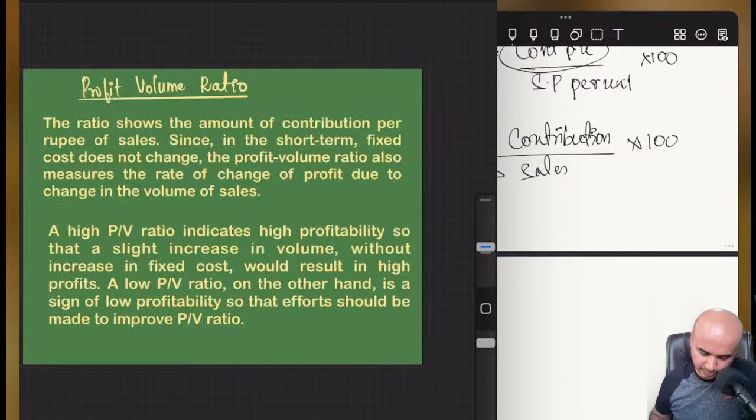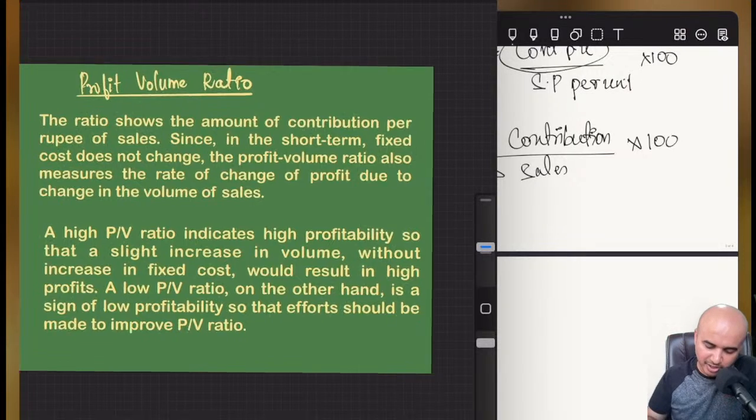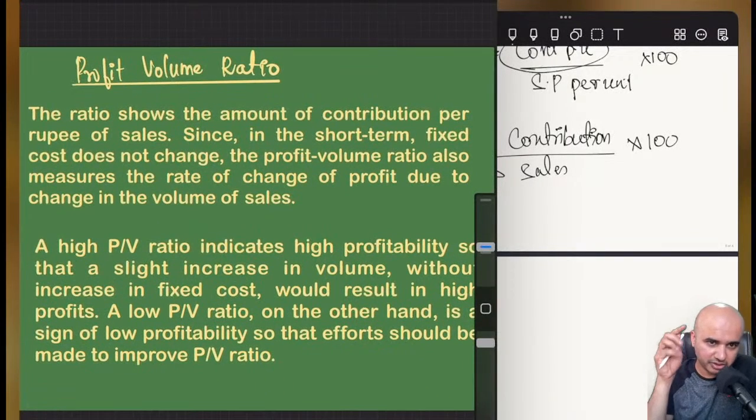Next. So there are different things which we have seen. Let us look at the meanings of all those before we proceed towards the problems. Profit volume ratio. We have already seen the formula for this. What exactly do we mean by profit volume ratio? Let's see. The ratio shows the amount of contribution per rupee of sales. With every increase in rupee, how much of sales am I able to make? That is what the ratio tells us.